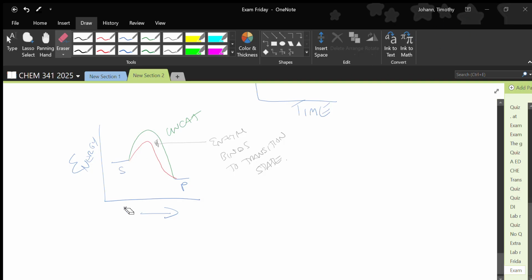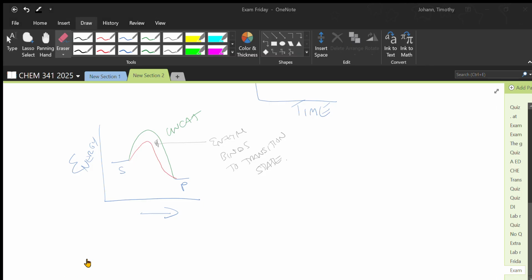Which test is it? The last one. The second. So first one. This one? Yeah. Got it. So we need to bind tightly to that transition state. I think it's up here. Here it is. All right.